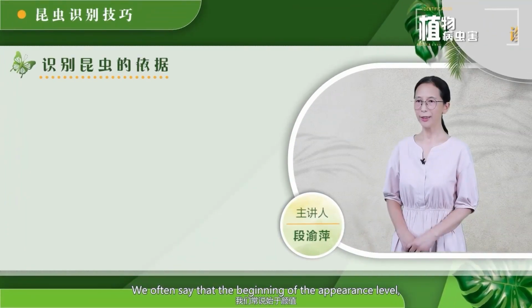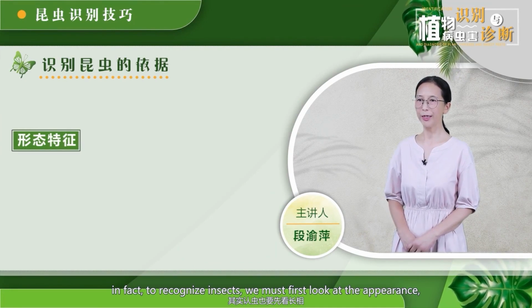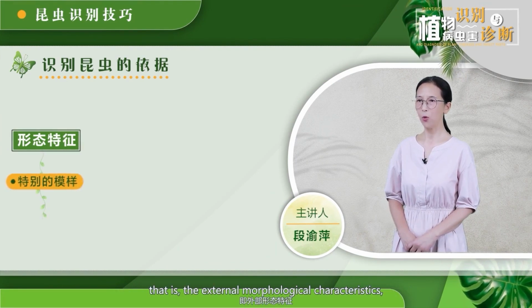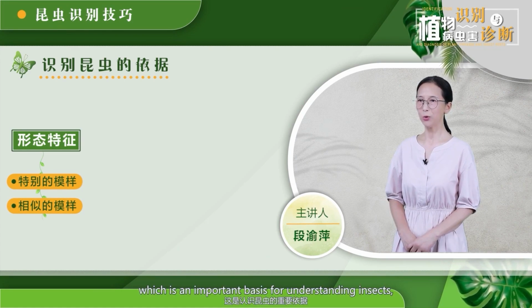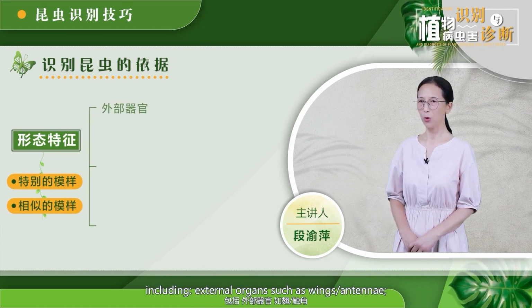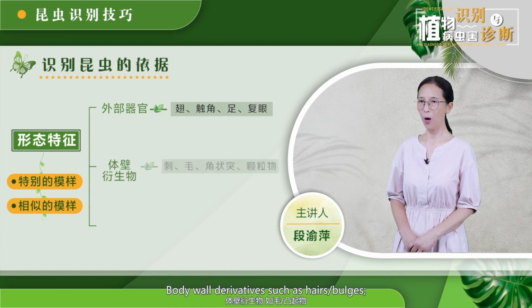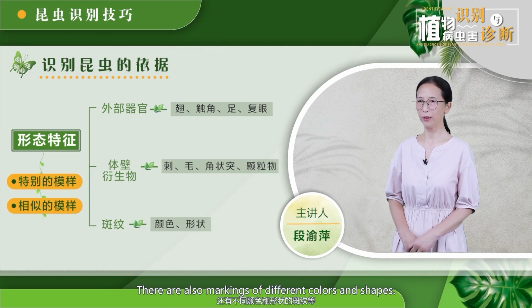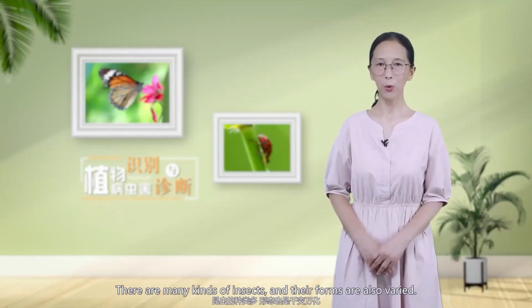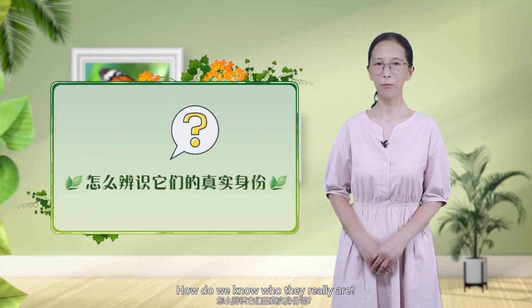We often say that the beginning is the appearance level. In fact, to recognize insects, we must first look at the appearance, that is, the external morphological characteristics, which is an important basis for understanding insects, including external organs such as wings and antennae, body wall derivatives such as hairs and bulges. There are also markings of different colors and shapes. There are many kinds of insects, and their forms are also varied. How do we know who they really are?